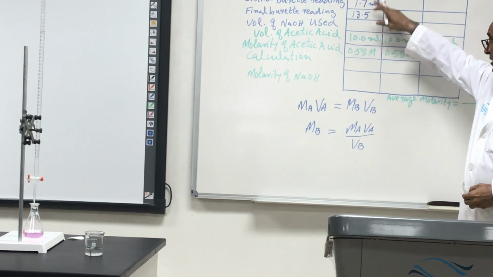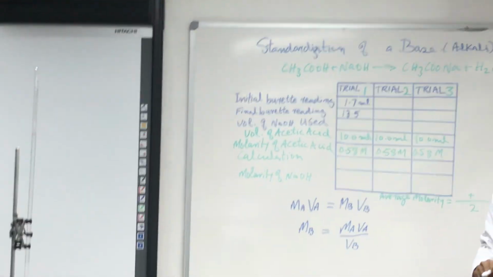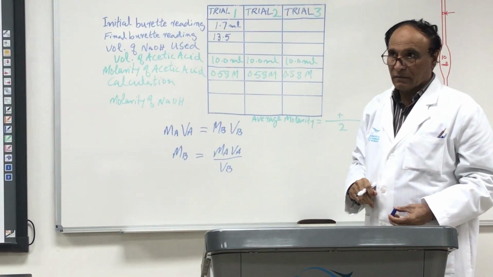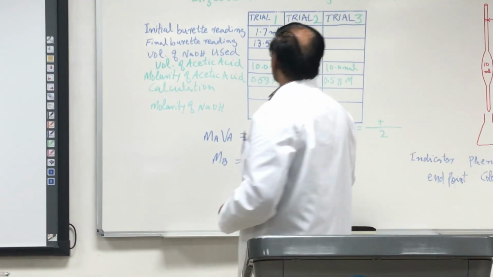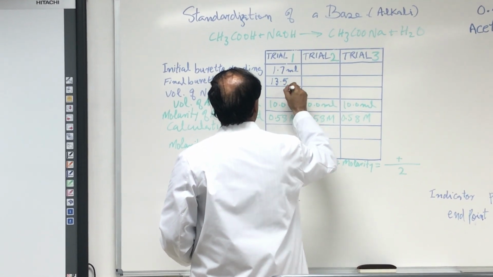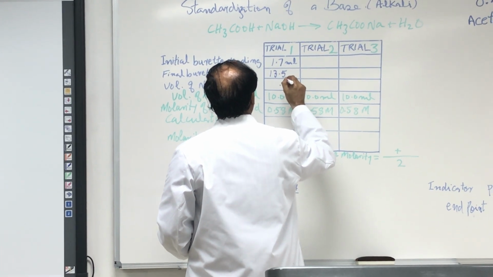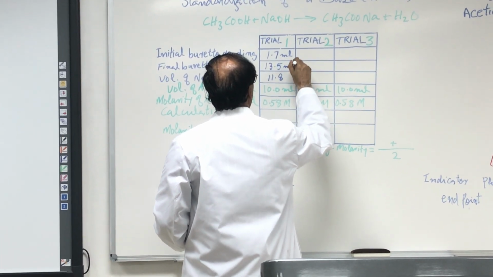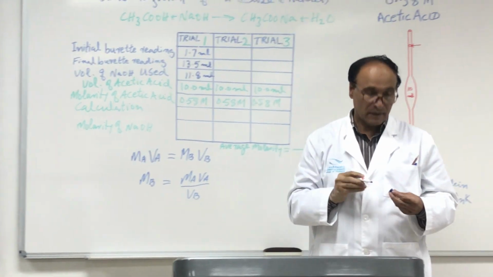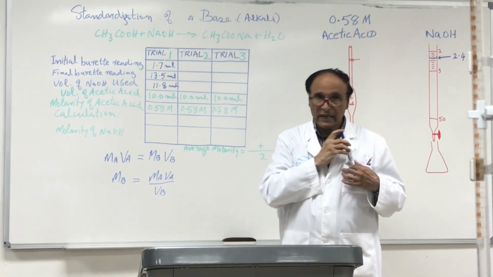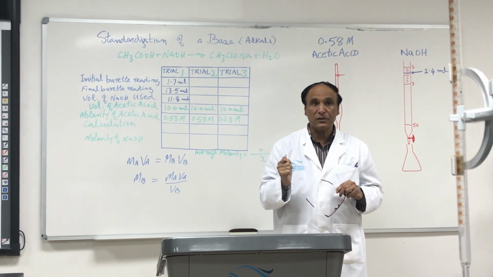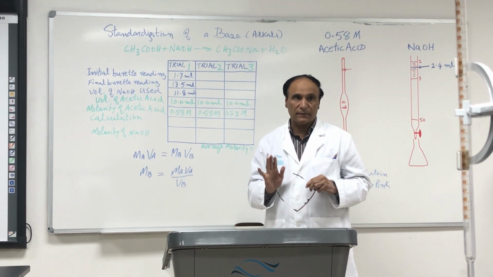Right. How much is the difference? Use your calculator. 12.2. 11.8 milli. How much is that? 11.8 milli. Okay? So what I will do, I will repeat the experiment, to make sure that the reading is close to this one.